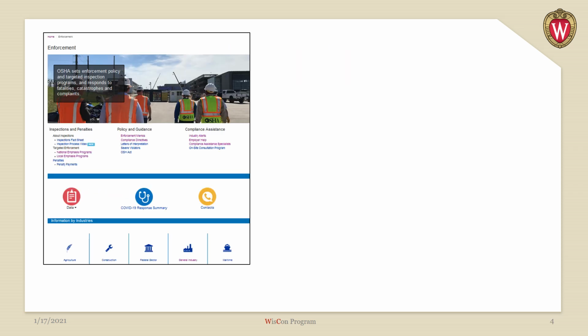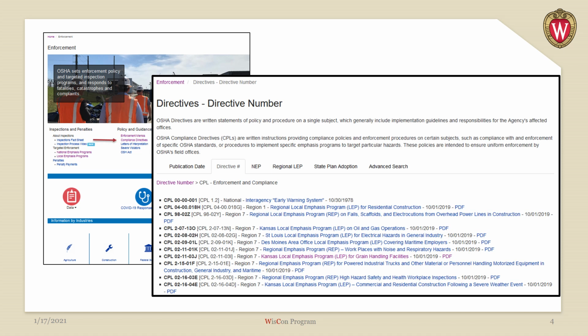Once arriving on the enforcement page, you'll notice in the second column there is a section called Compliance Directives. If you select that, you'll see a page similar to this, where you can look at the specific directive number if you know it. Or if you are looking under a NEP, National Emphasis Program, or an LEP, they will have the specific compliance directives listed for those as well.